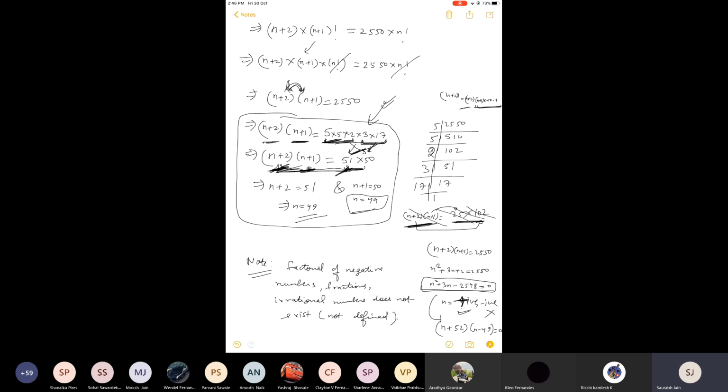Like I take 5 into 2 into 3, which is 30, and 5 into 17 is 85. So I can write the same product as 30 into 85 also. But then in 30 into 85, there is a gap of 55, and on the left hand side, there is a difference of 1 only. So you can't compare. That is what I'm saying.